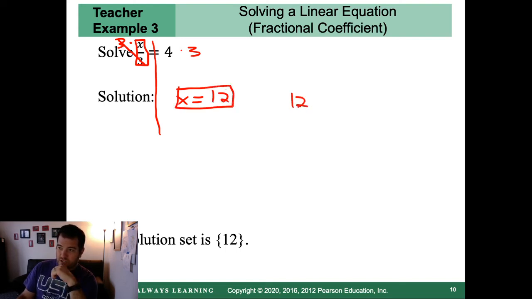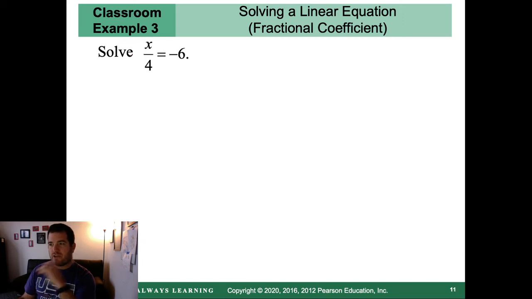Can I check it? Sure. Is 12 divided by 3 equal to 4? I would say yes, so that's my solution set. So again, if you have a division problem, you're just going to do the opposite, which is multiplication, and get your answer. So go ahead and try this one.